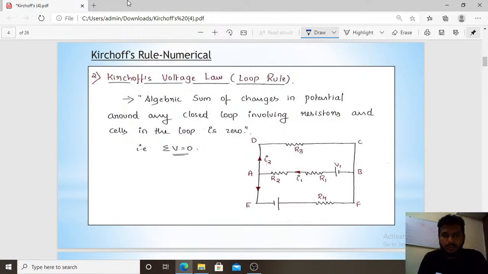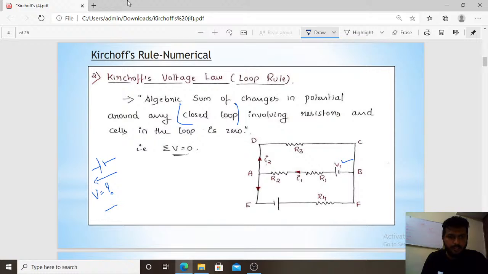Kirchhoff's voltage law states that the algebraic sum of changes in potential around any closed loop involving resistors and cells in the loop is zero. I have told you we have four conditions here. Considering the battery, if this is the battery and my direction is from here to here, then what will we get?